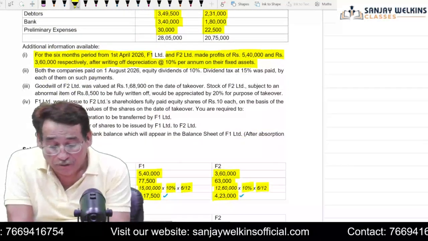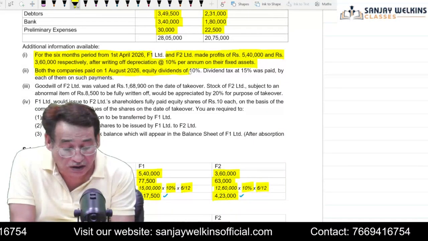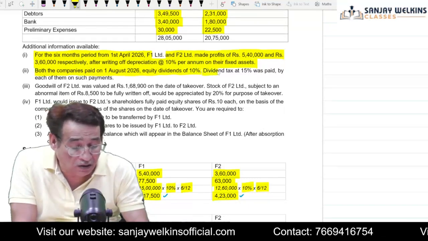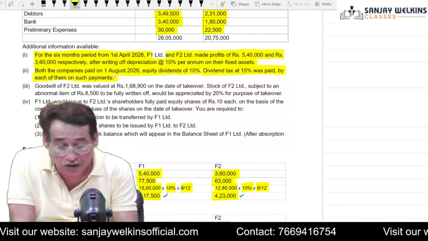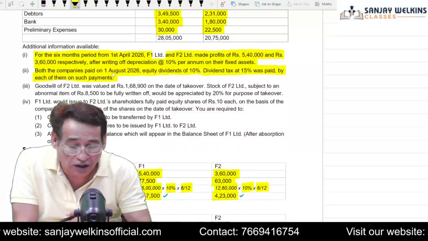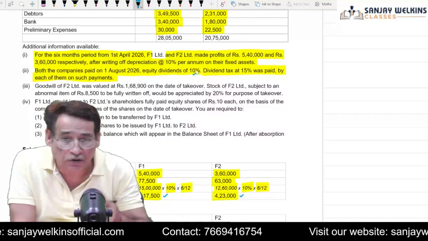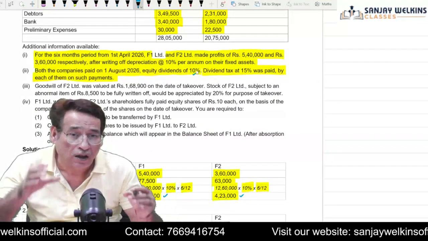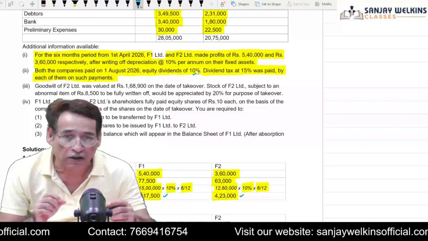Number one. Further, it is given both the companies paid on 1st of August 2026 equity dividend of 10%. Actually, nowadays it is not there, but it is given that dividend tax at 15% was paid by each of them on such payment. As you know, dividend is always paid on the share capital. So whatever their share capital is, first of all, you compute 10% of that to know the amount of dividend. Once you have computed the amount of dividend, you will apply 15% on the amount of dividend to know the dividend tax.